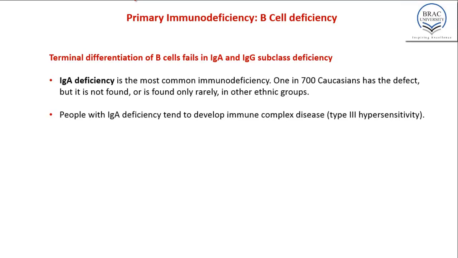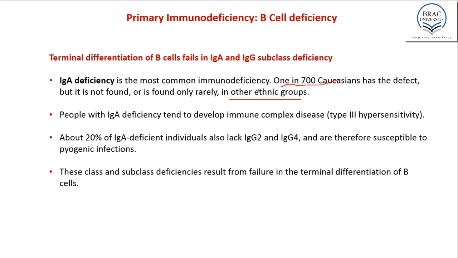Immunoglobulin E deficiency is the most common immunodeficiency. 1 in every 700 Caucasians have the defect, but it is found only rarely in other ethnic groups. People with immunoglobulin E deficiency tend to develop immune complex diseases like type 3 hypersensitivity. We will discuss in detail the type 3 hypersensitivity in our next chapter.